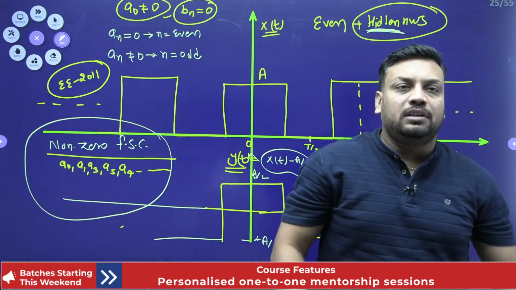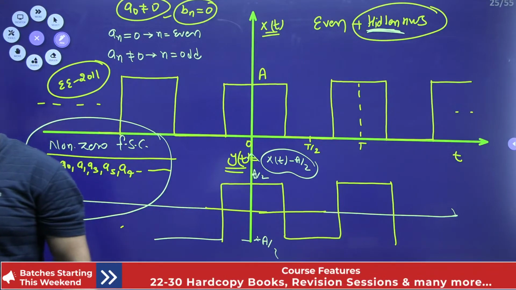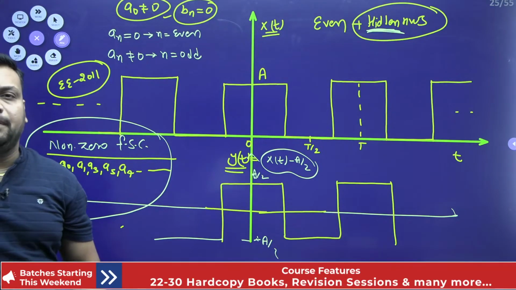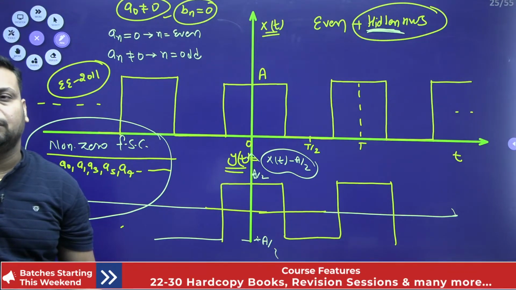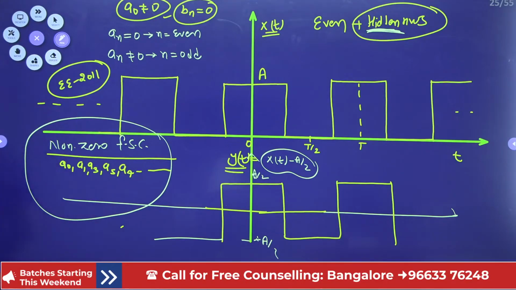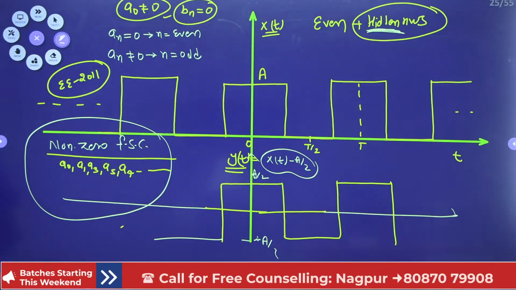A0 is also not equal to 0 because it is even plus hidden HWS. Is it clear? Is this crystal clear? Just do reply. Shall we go for next? I am expecting correct answer from you all. I am waiting for your reply. Come on.